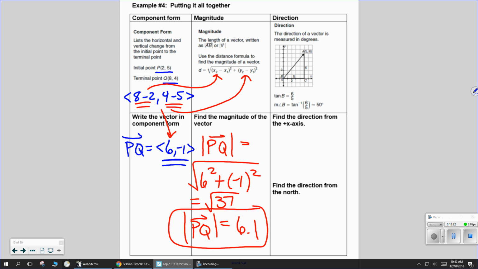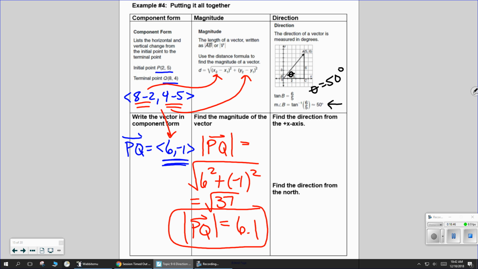So here's our vector in component form. We find the magnitude, which is the length of the vector, and magnitude equals speed. And then for direction, we make a right triangle, and we use tan inverse to find that missing angle that is inside the triangle. So for example, on this one, here's an example. You would do tan inverse of 6 over 5, which gives you 50 degrees for that angle.